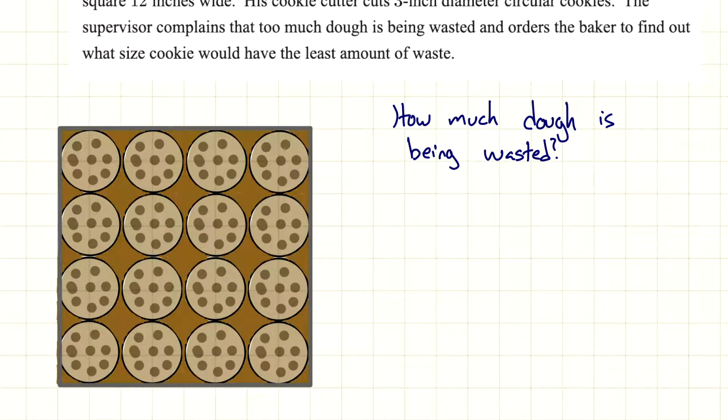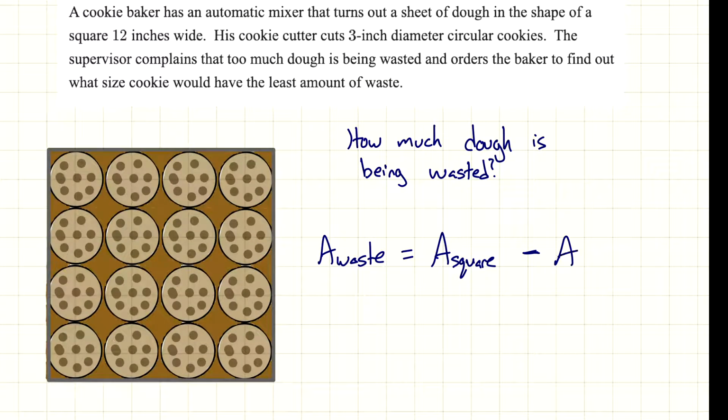All right, so let's do this. So area of waste. We'll call this waste because that's the leftover dough. So let's start with the area of the whole square sheet of dough. The whole thing is going to be the area of the square, right? That's the whole thing, minus the area of cookies, all right? All the cookies.